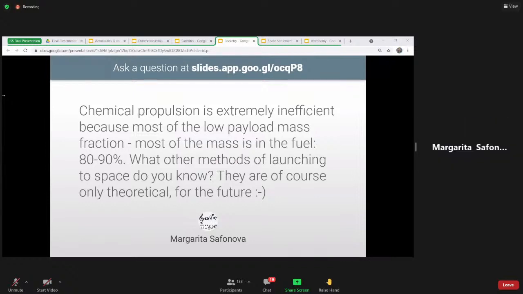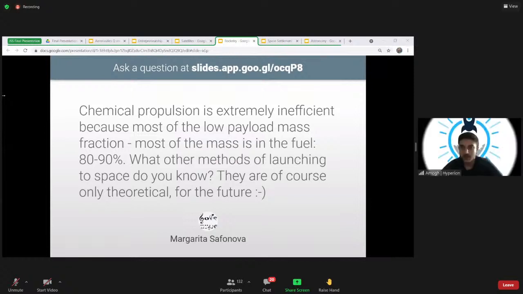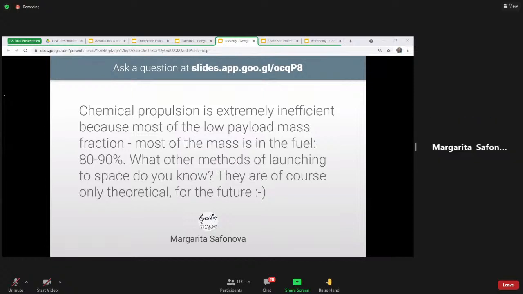And even, for example, for launching the space shuttle, the payload mass fraction, the actual payload, is only 1%. Payload means astronauts or equipment. The rest of the mass, most of it, is in the fuel. Yes, that's called the tyranny of the rocket equation. There's a nice article written about it, called the tyranny of the rocket equation. Just look at it on Google. You'll have fun reading it.